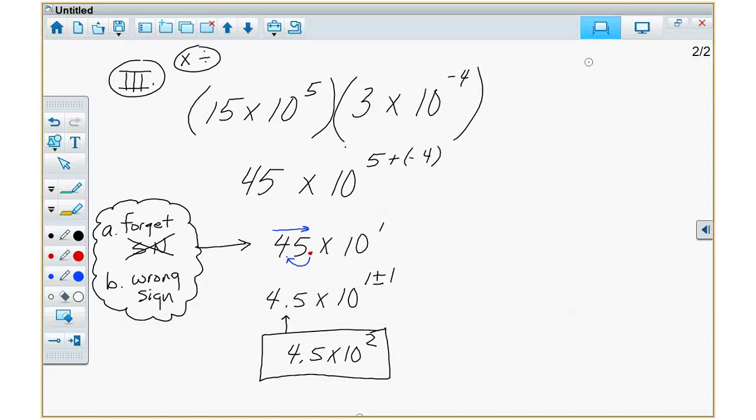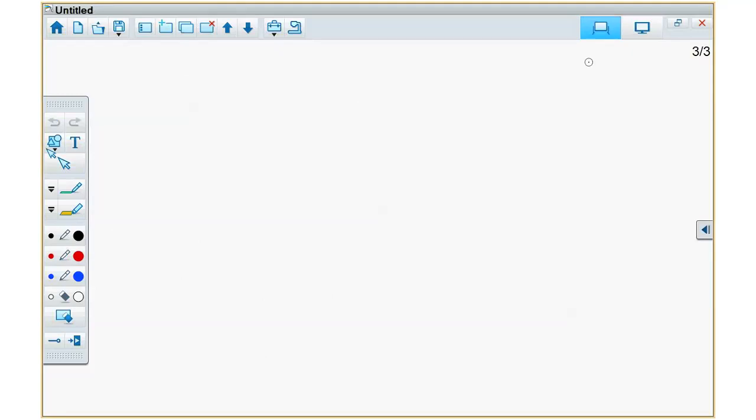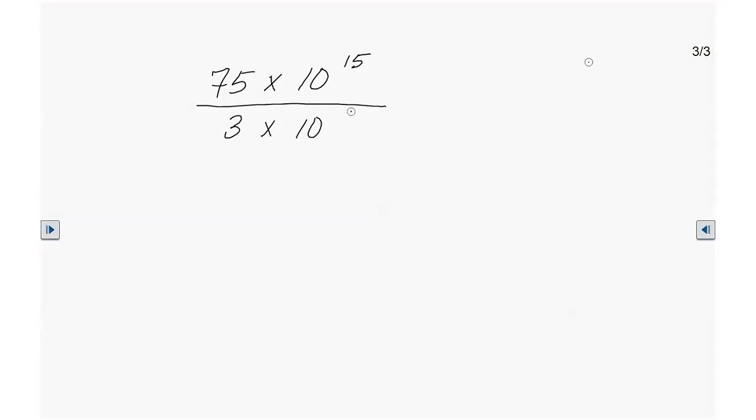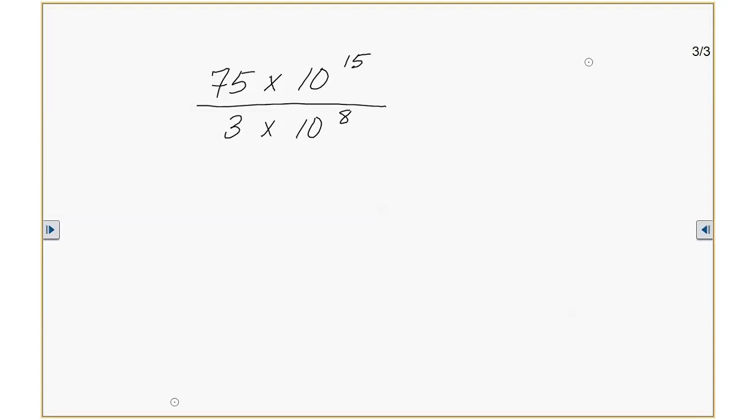Division problem would be something like 75 times 10 to the 15th power divided by 3 times 10 to the 8th power. All right, try that one.